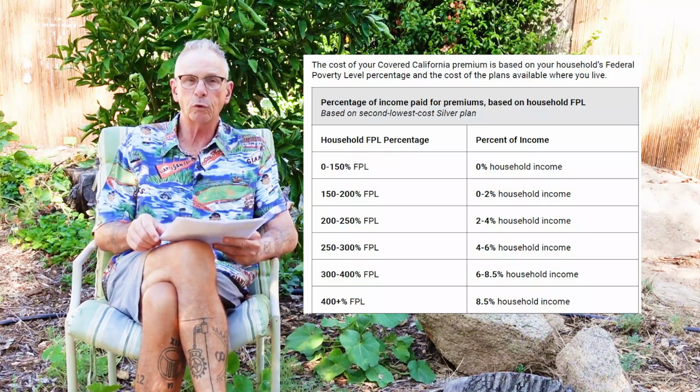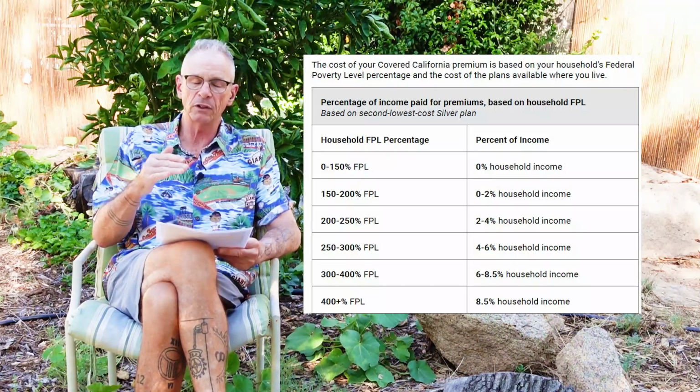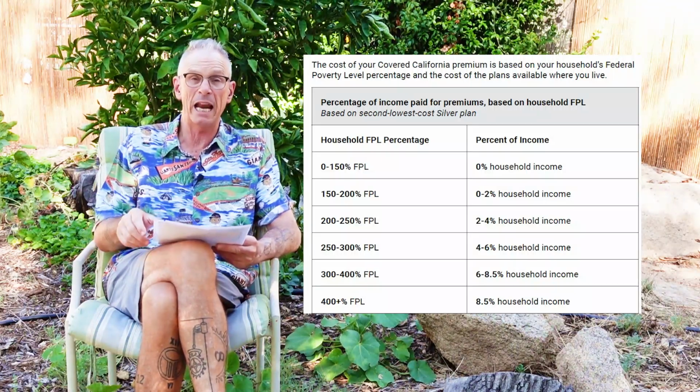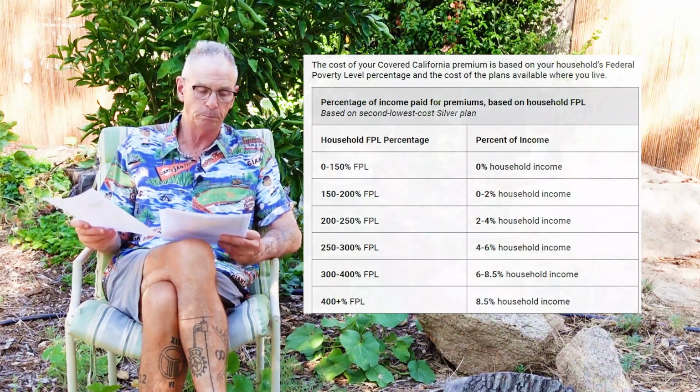So anything over 400%, the consumer responsibility is 8.5%. And then if the income goes up so high that the second lowest cost silver plan is less than 8.5%, that is when there is no subsidy.